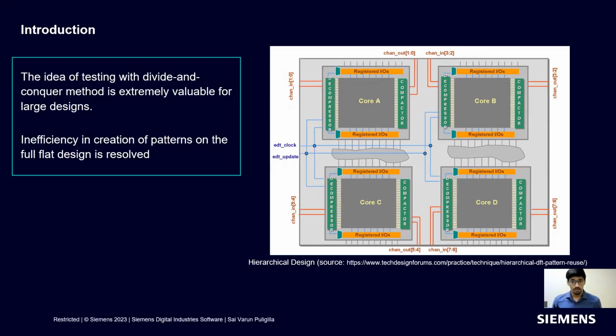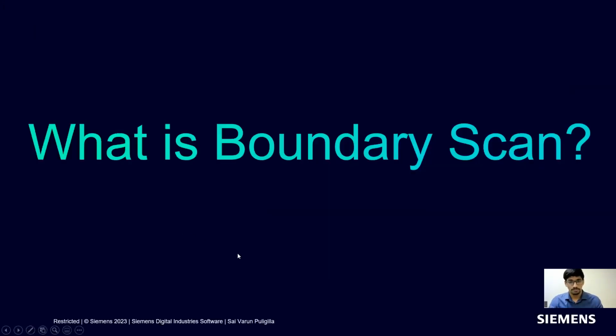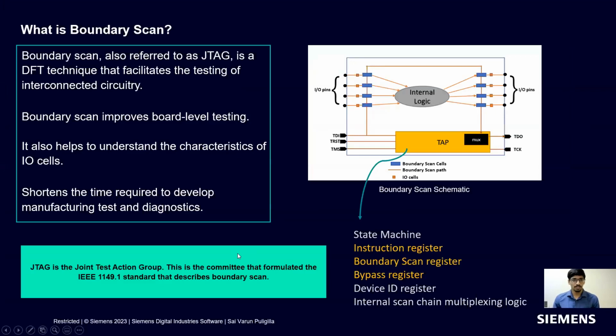So now when we integrate different types of IPs, we need to maintain some standardization. So this is the point where we need something called boundary scan. So what is boundary scan? As you can see here, it can also be referred to as JTAG, Joint Test Action Group. It is a DFT technique that facilitates the testing of interconnected circuitry. It also helps to understand the characteristics of input-output cells in the design.